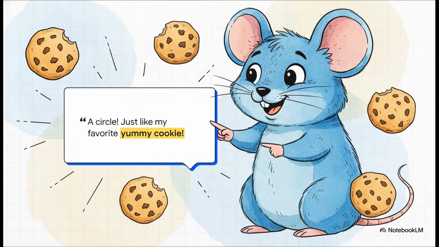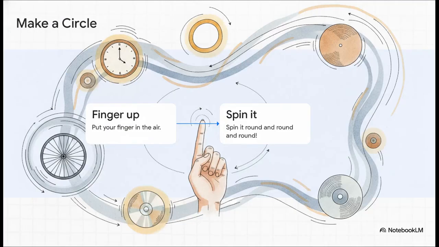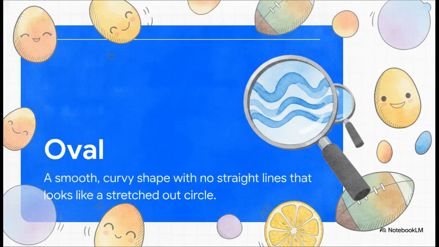in our everyday lives. Let's feel out the mechanics here. Put your finger in the air, now spin it round and round and round. By spinning this continuous, unbroken line, you can physically visualize exactly why a circle has no starting point and no end. It just keeps going. Okay, next up is the oval.